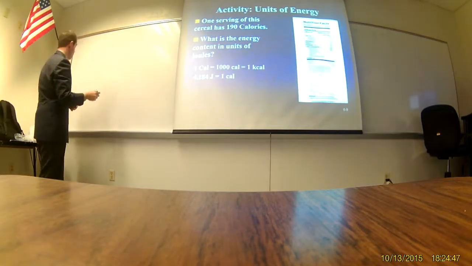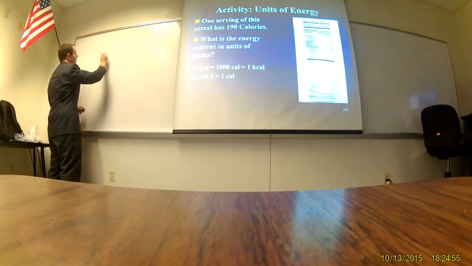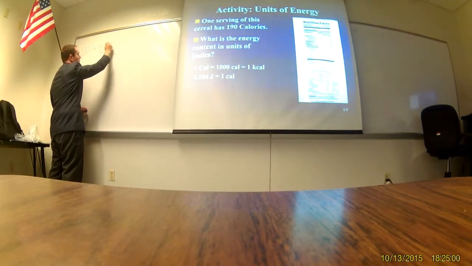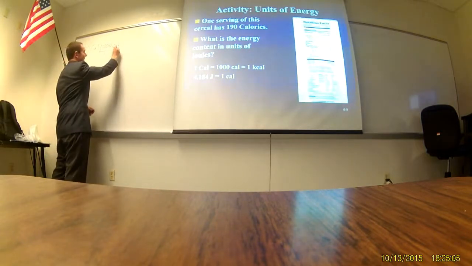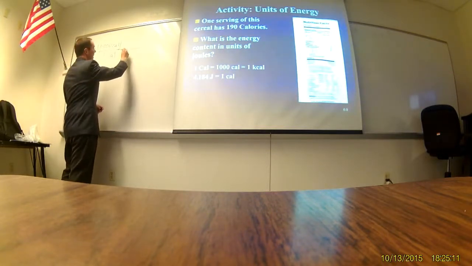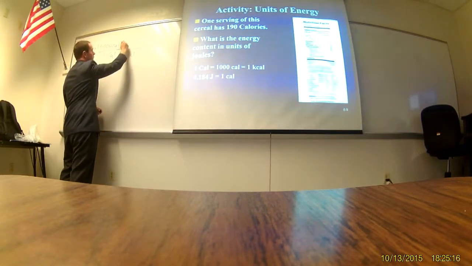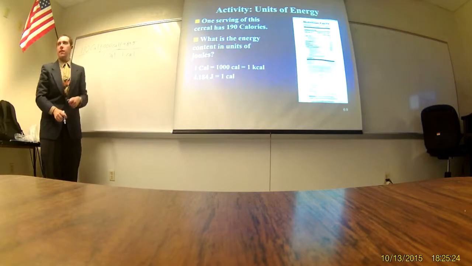So let's do it using dimensional analysis. We have 190 calories, and 1 Calorie equals 1,000 calories. And then 1 calorie equals 4.184 joules. And we abbreviate joules with just a capital J.